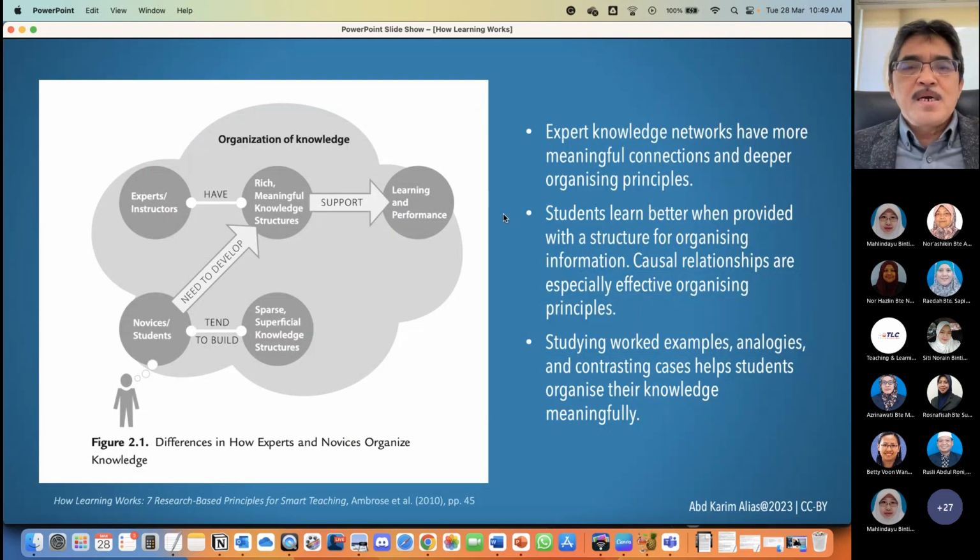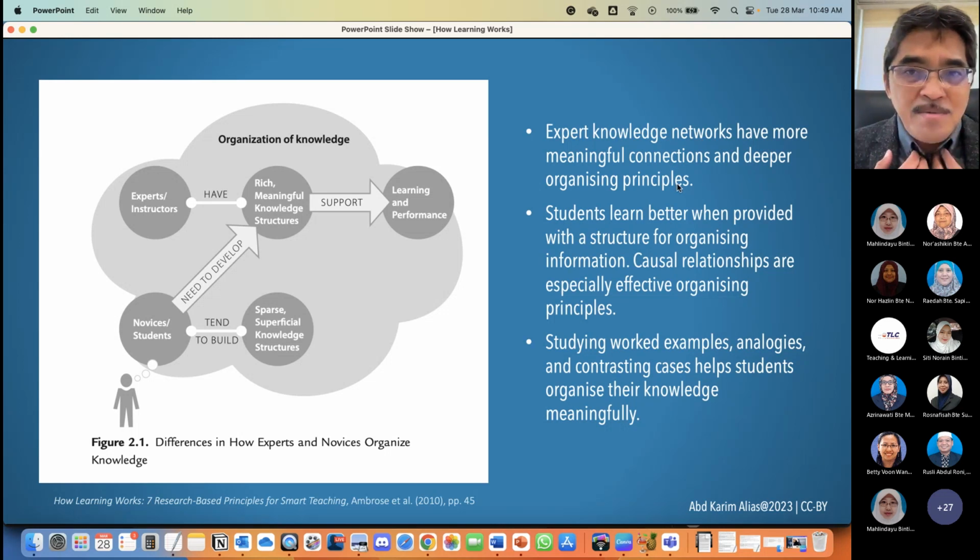Okay, so this is from the book. I just take the picture here, figure 2.1, page 45, if you have the book. Differences in how experts and novices organize knowledge. Expert knowledge networks have more meaningful connections and deeper organizing principles.